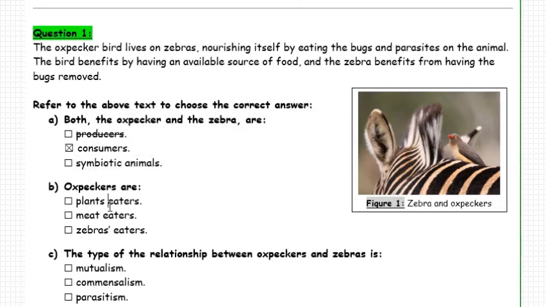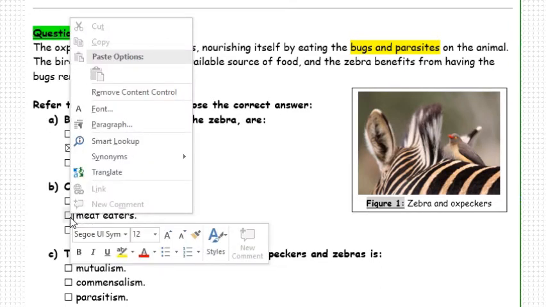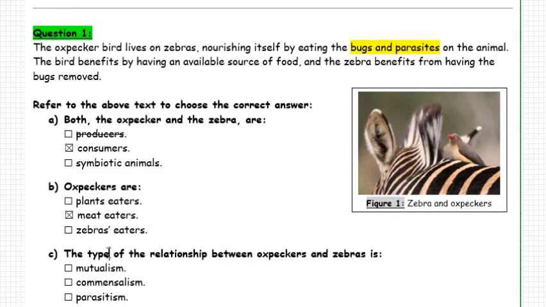Oxpeckers are plant eaters, meat eaters, or zebra eaters? What do oxpeckers eat? They eat the bugs, which are parasites on the animal's body, so they are meat eaters. They eat animals. The type of the relationship between these two organisms is mutualism, commensalism, or parasitism? So as we saw, both organisms benefit from this relationship.